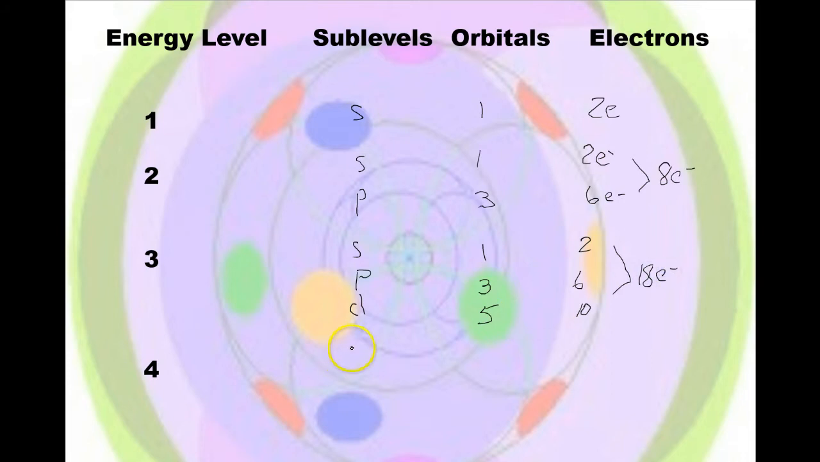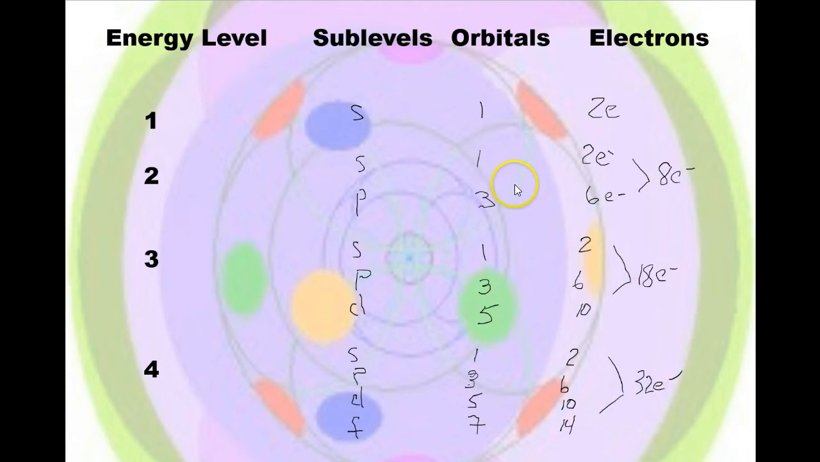In the fourth energy level, we have 4 sublevels, the s, the p, the d, and now we're adding on the f. So we have 1, 3, 5, and 7 orbitals. The s has 2 electrons, the p has 6, 10 in the d, and now we have 14 in the f, and that gives us a total of 32 electrons.